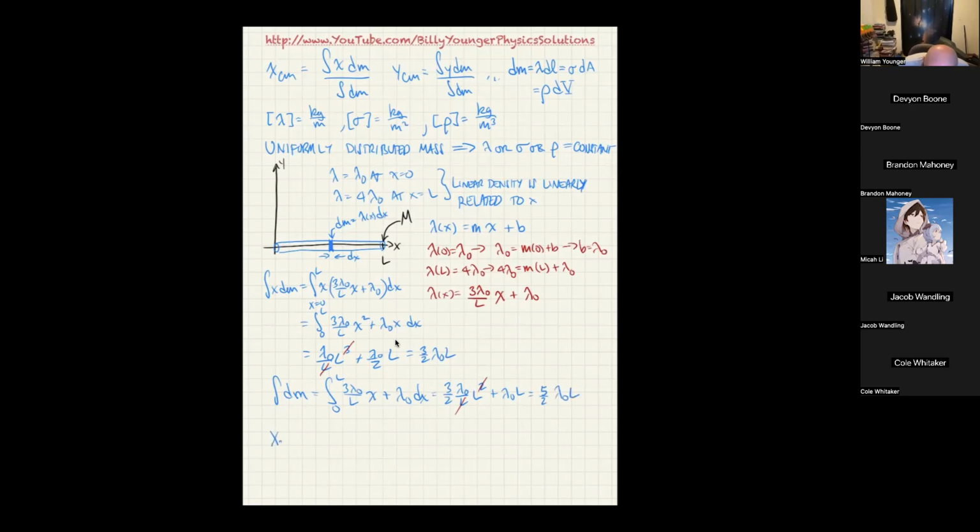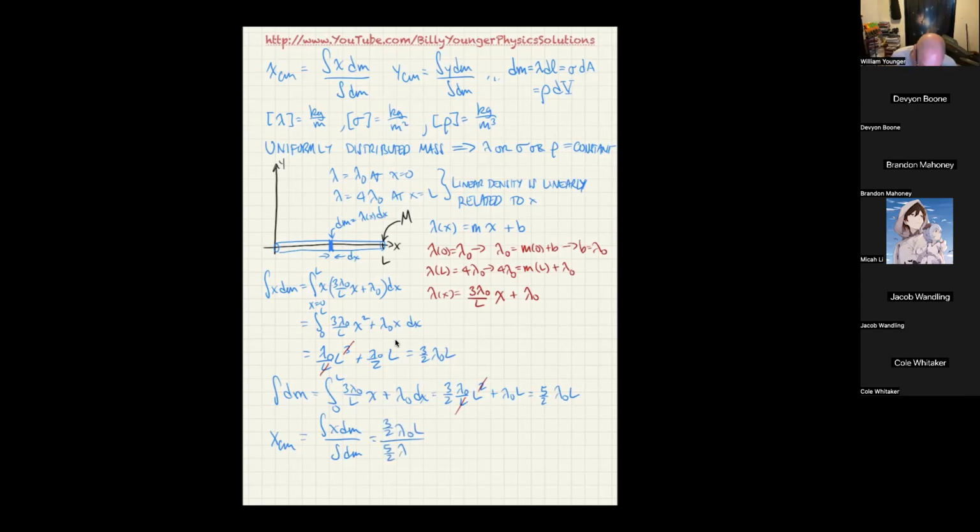So the x center of mass, which is equal to the integral of x dm over the integral of dm, is equal to 3/2 lambda 0 L over 5/2.